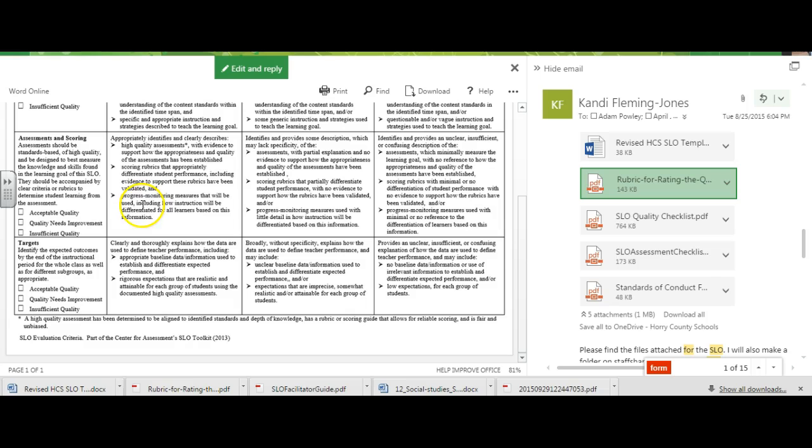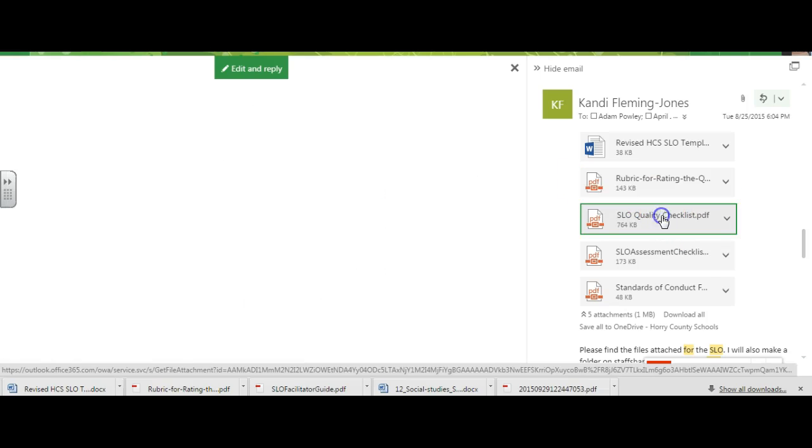And if you notice, there was an asterisk at the beginning of this section. The asterisk is explained at the bottom. A high quality assessment has been determined to be aligned with identified standards and depth of knowledge, has a rubric or scoring guide that allows for reliable scoring, and is fair and unbiased. So you have to have a rubric. If you're nervous about that, if it gives you heartburn, I can help you. Not a problem. All right, the next one is an SLO quality checklist.